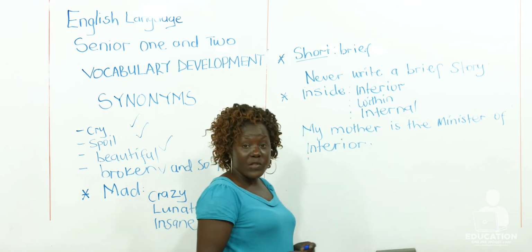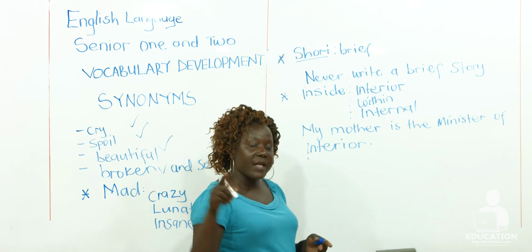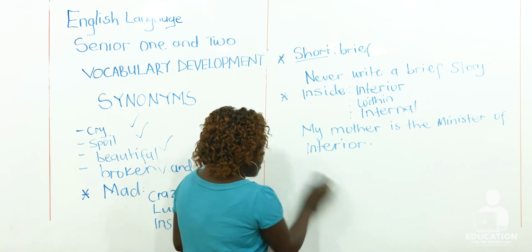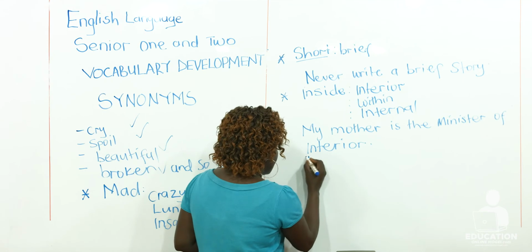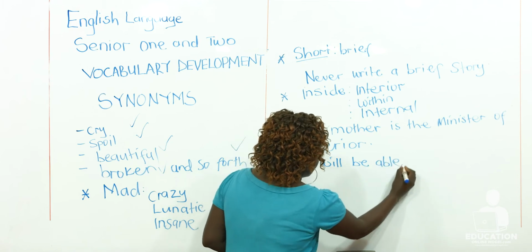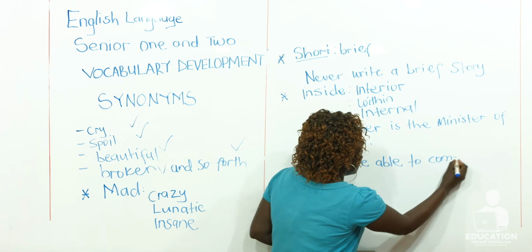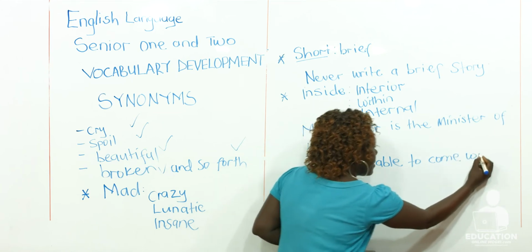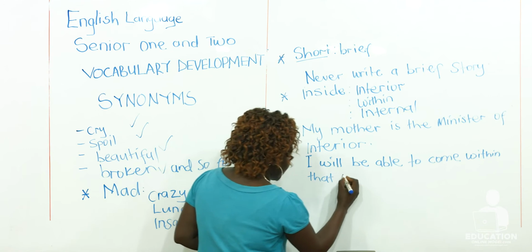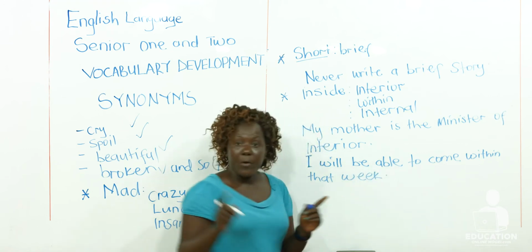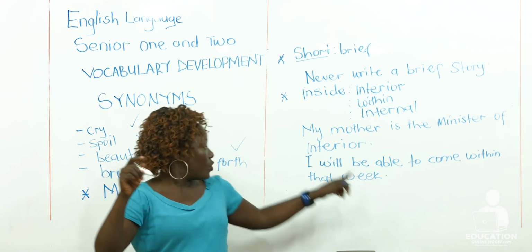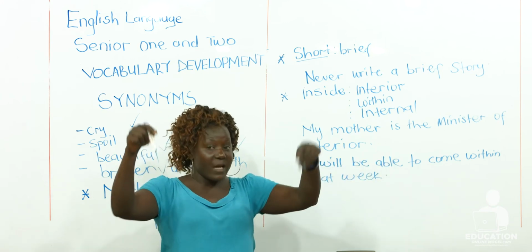Within can also be used in a sentence, and it's only one word. Don't write with, then you write in somewhere. Don't space, in other words. So you can say, I will be able to come within that week. This means that week will not go past before you go there. So you will be able to go there within that particular week.